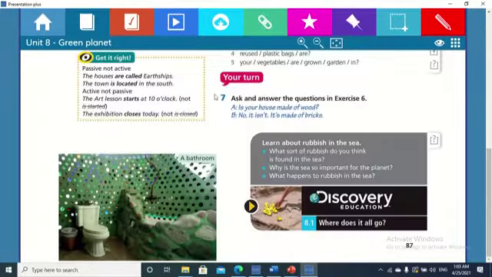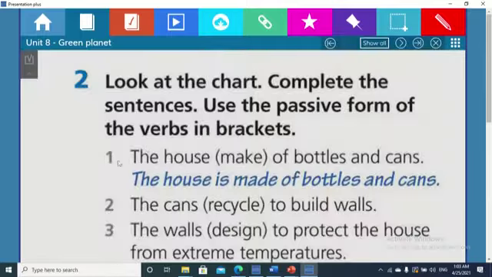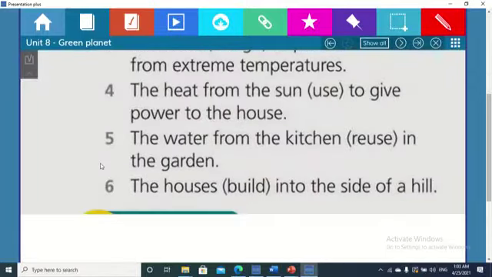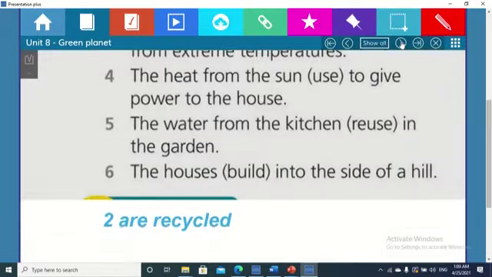So what about the next one? Of course, we move to something more practical, to more practice. Look at the chart. Complete the sentences. Use the passive form of the verbs in brackets. So, the house, make of bottles and cans. The house is made. Is made. So here's verb 1. Here we have be1 and verb 3. Again now, stop here please and try to change all these sentences into passive. Look at this. The cans. Of course we have plural. Recycle. The cans are recycled.